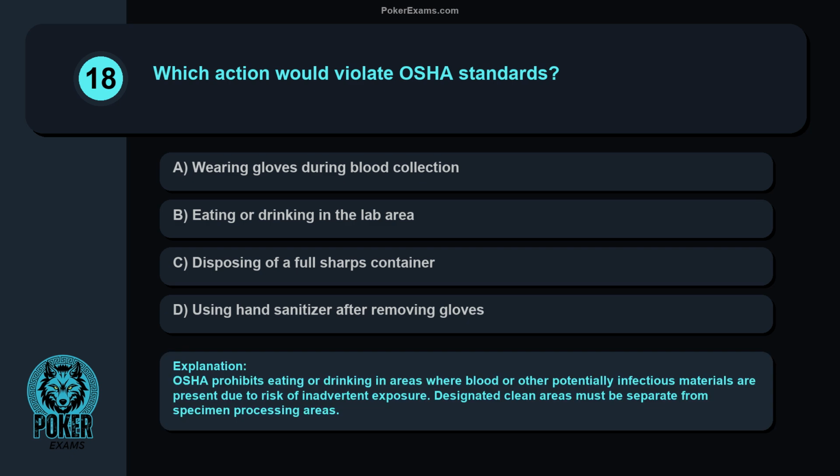OSHA prohibits eating or drinking in areas where blood or other potentially infectious materials are present due to risk of inadvertent exposure. Designated clean areas must be separate from specimen processing areas.